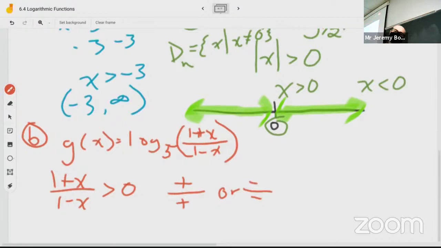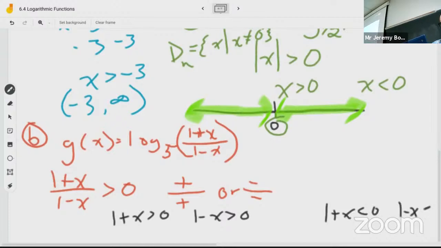So we have two scenarios here. We got to take care of the one where they're both positive. That'll make it positive. And we have to take care of the scenario where they're both negative, because that will make it positive as well. So we're going to set that up. We'll do 1 plus x is greater than 0, and 1 minus x is greater than 0. And then for the negative one, we need to do 1 plus x is less than 0, and 1 minus x is less than 0. And we need to solve those and see what we get.